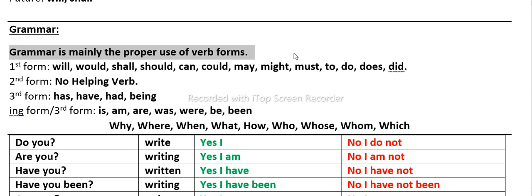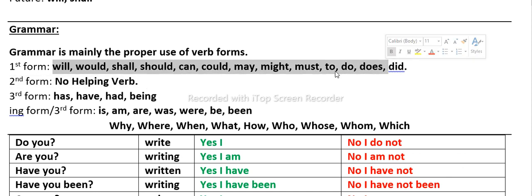You can use first form directly, like I play, I eat, I write. And you can also use first form with these words as well. For example, I will go, I would go, I shall go, I should go, I can go. But if you don't use first form with these words, your sentence will go wrong. Definitely it will go wrong. So this is important to remember. Next time when you are using a form of verb, you should use the first form of the verb, none else.